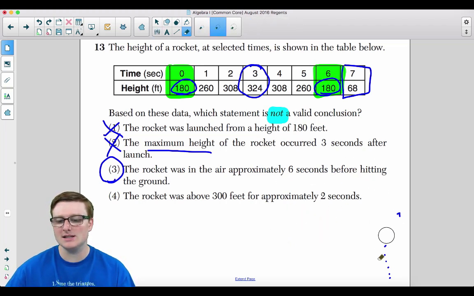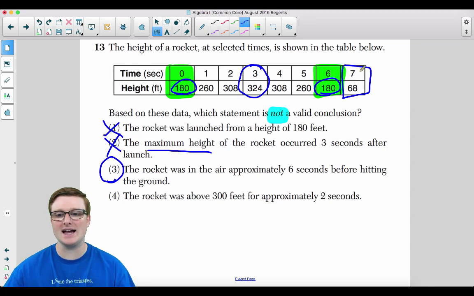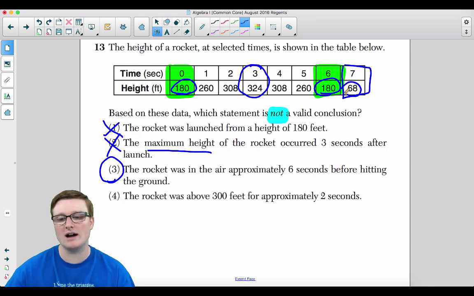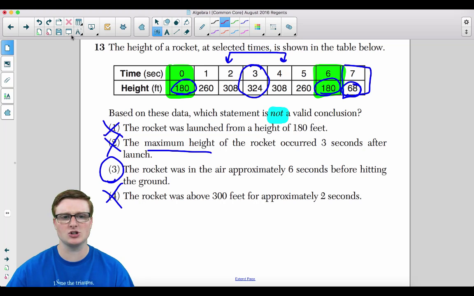No, because this table is suggesting that the rocket is still in flight at the 7th second because it traveled down to 68 feet. Choice 4 is saying the rocket was above 300 feet for approximately 2 seconds. Yeah, from the 2nd second to the 4th second, it was definitely above 300 feet. So that's why it is going to be choice 3. That was definitely a tricky question.